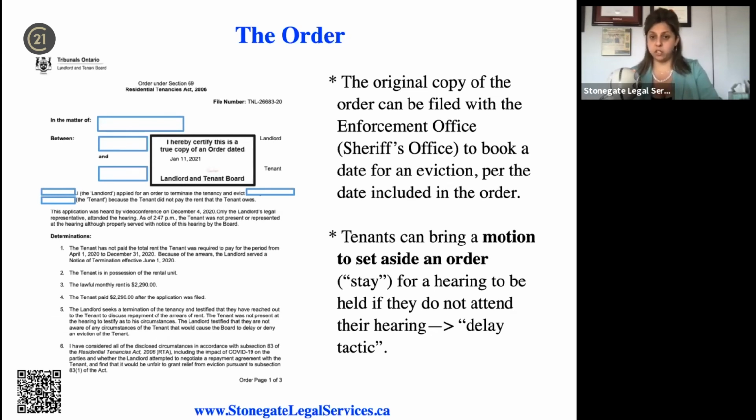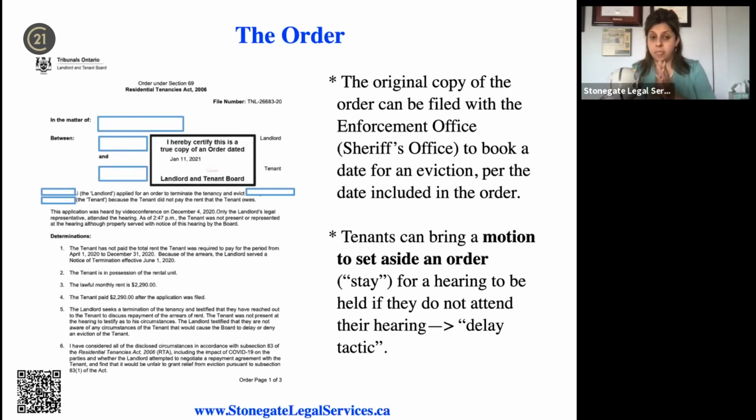After the hearing, the board member will send out an order, usually within 30 days. So what does an order look like? This is what an order looks like. The left side of the screen with the bolded stamp is an official order of termination of tenancy, or the board member's order. An original copy of this order must be filed with the sheriff's office, the enforcement office, in order to book a date for an eviction.